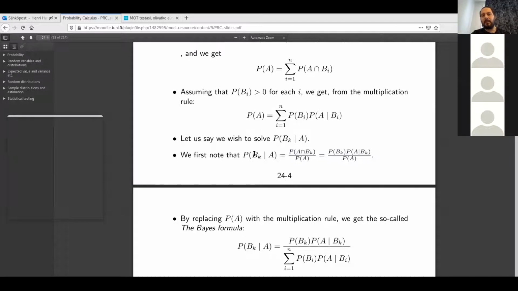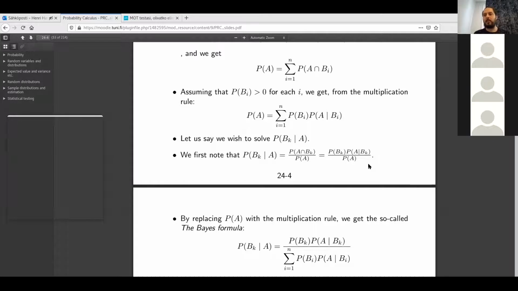So the probability that B happened, knowing that A happened, we can get from the conditional probability of A happening given that B happened, times the probability of B, divided by the probability of A happening. So I really urge you to explore this. We'll explore this further in the exercises quite a bit.